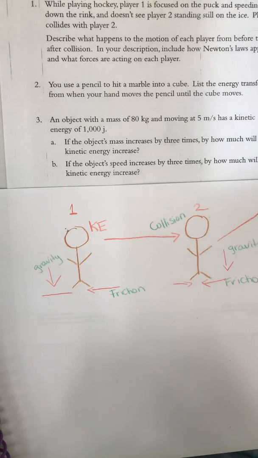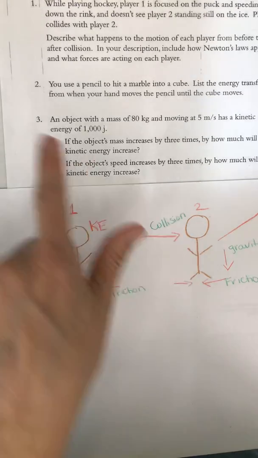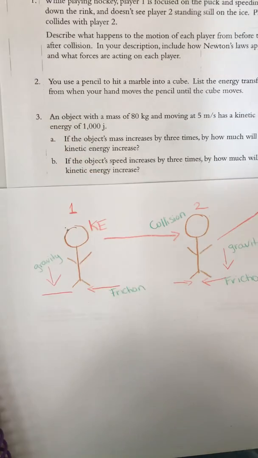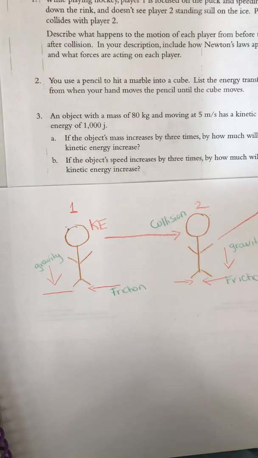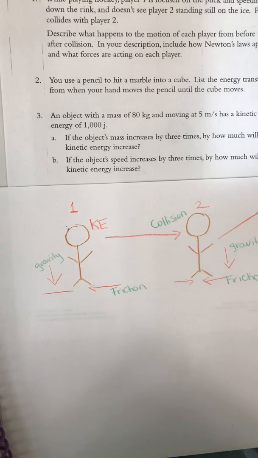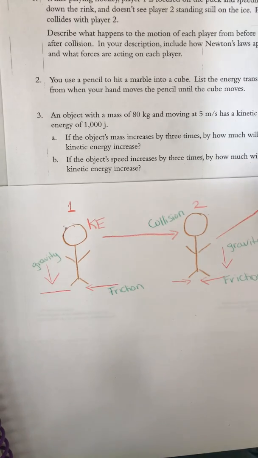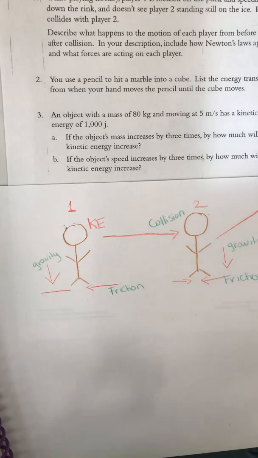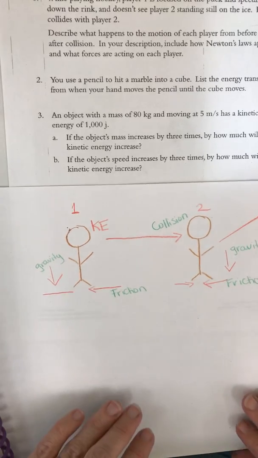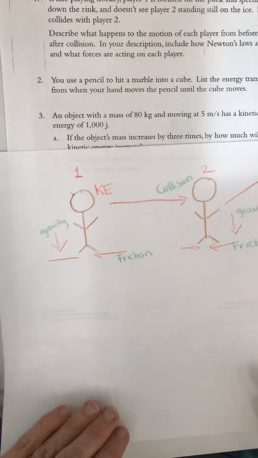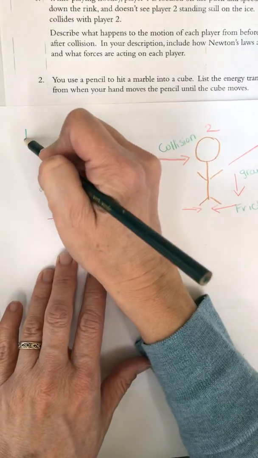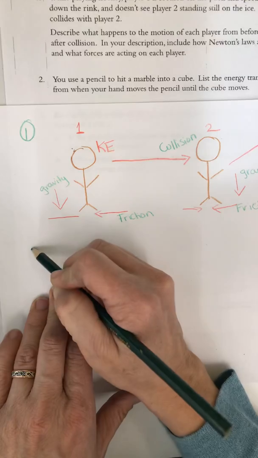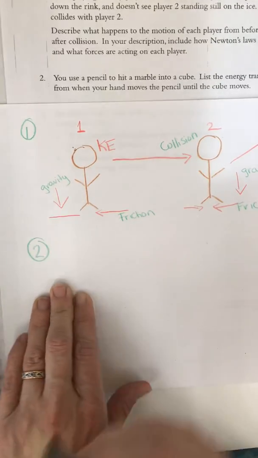Okay, next up, question number 2. You use a pencil to hit a marble into a cube. List the energy transfers from when your hand moves the pencil until the cube moves. So I'm just gonna slide this paper up a little bit. This will be question number 1 right here. We're gonna work on question number 2.